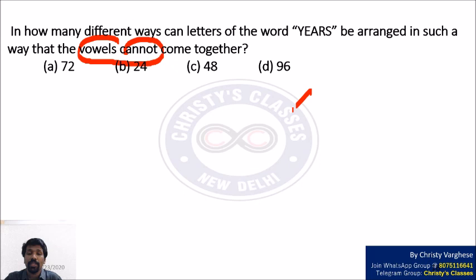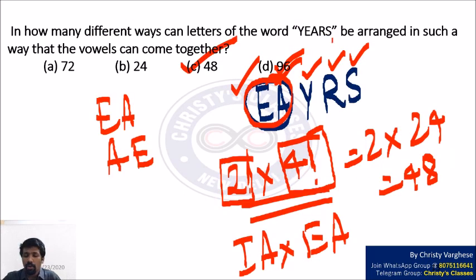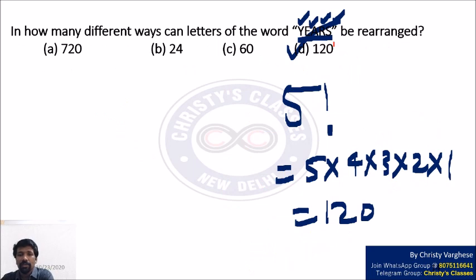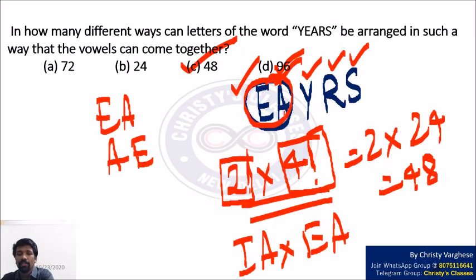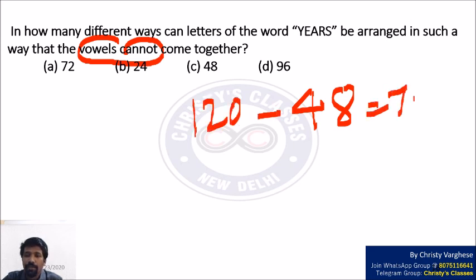Now the third way the same question can be asked is, vowels cannot come together. Vowels coming together is 48. In the first case I told you the total possibility is 120, we understood. The word YEARS can be rearranged in 120 ways. In that case, vowels together possibility is 48. So vowels not coming together will be 120 minus 48, 72.